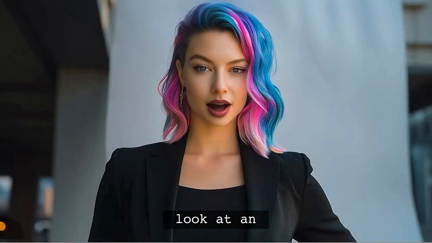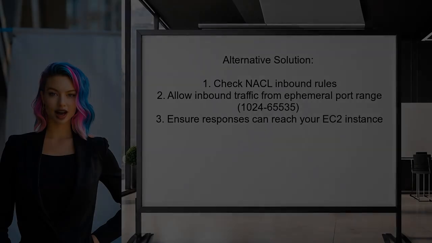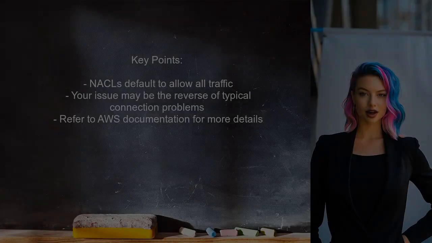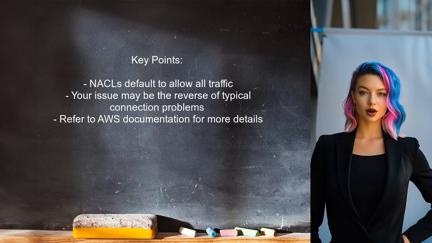Let's take a look at an answer from another user. This user suggests that the issue may lie with the Network Access Control List, or NACL, inbound rules. They recommend allowing inbound traffic from the ephemeral port range, which is from 1024 to 65535. This is important because when you connect to a server, it uses a port in this range to send back responses. If your NACL doesn't permit this, the responses won't reach you. The user also notes that NACLs typically default to allowing all inbound and outbound traffic, which is why some setups work. They emphasize that the problem here is the reverse of common issues discussed in AWS documentation.